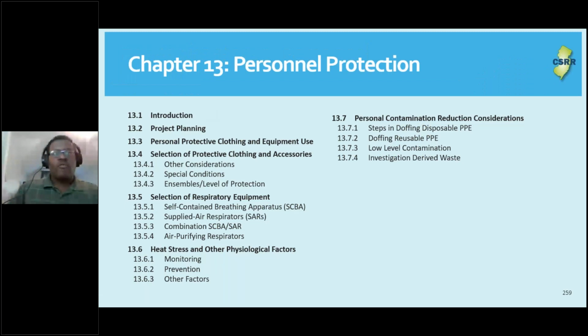And so for Chapter 13, there's a new format in this Field Sampling Procedures Manual. It's been rearranged by adding project planning to section 13.2. Respiratory protection has been moved to section 13.5. And section 13.7, which is personal contamination reduction considerations, has been added from the old section 14. And there is no section 14 in this version of the manual. Next slide, please.